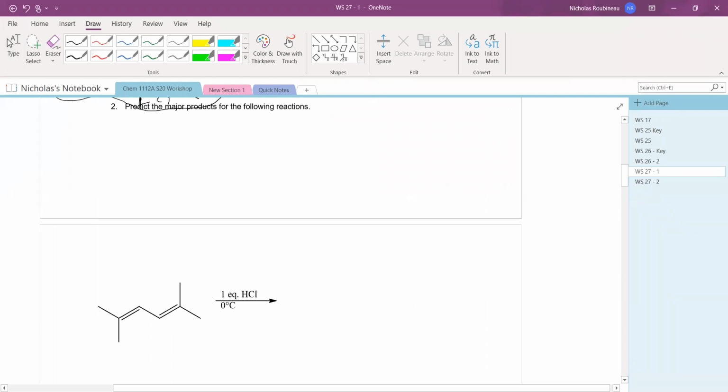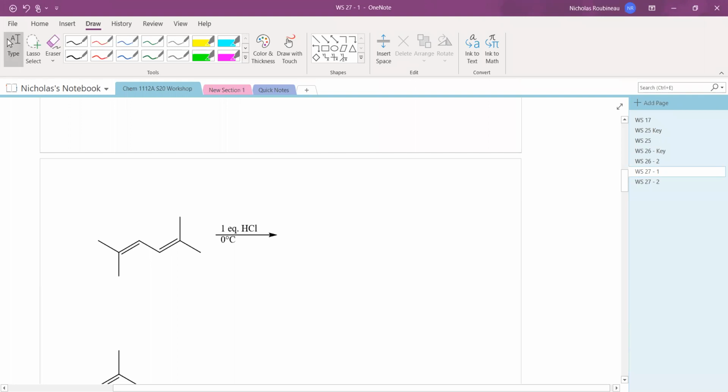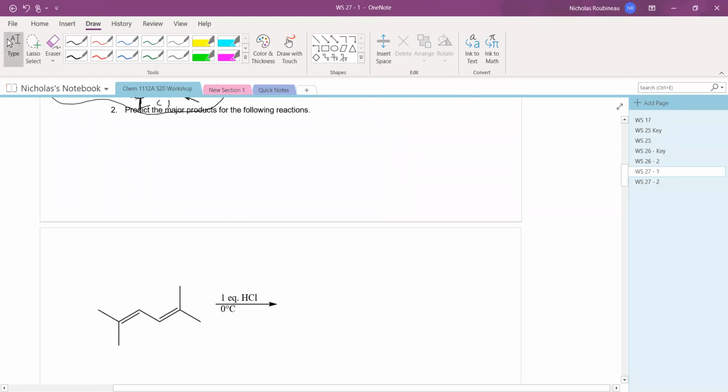Number 2 is asking to predict the major products for the reactions, and like I said in the email, I was wrong about thermodynamic versus kinetic control, what I said last time. I think I learned it incorrectly when I took the class, and I just never learned proper understanding until last week.